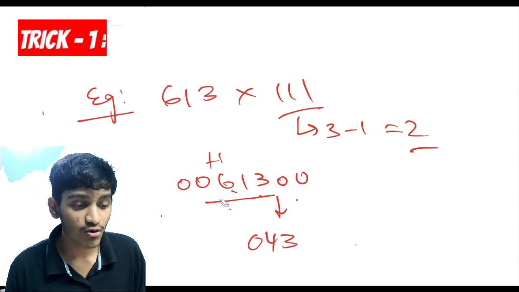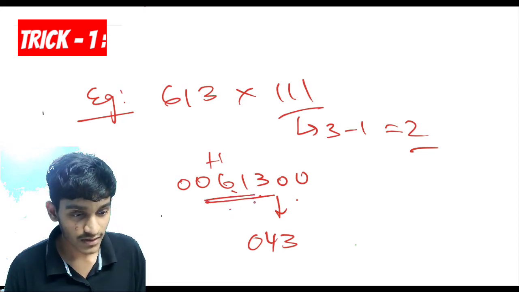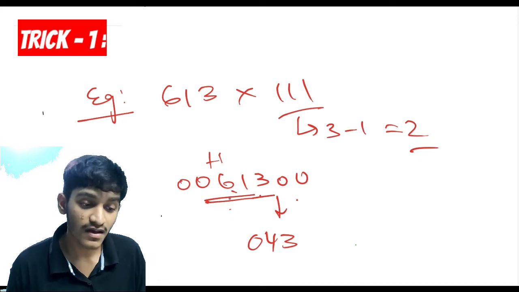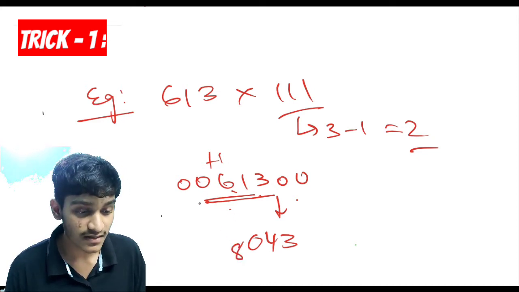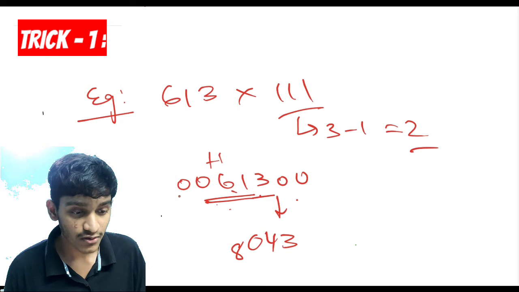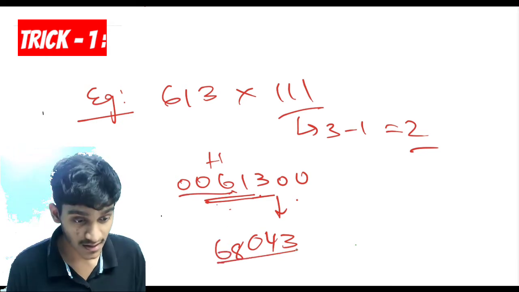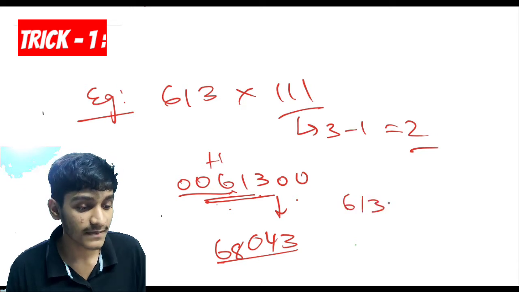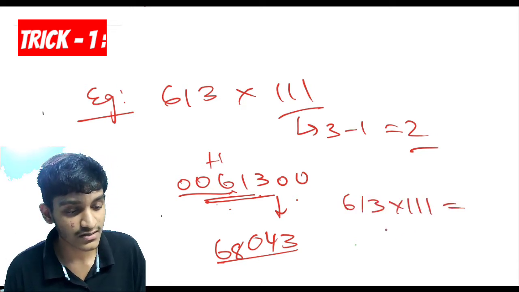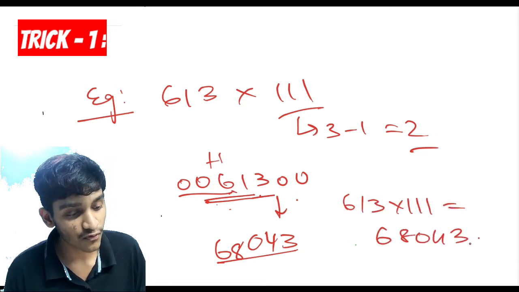Now again 0 plus 6 plus 1 is going to give me 7, and 7 plus 1 gets me 8. After that, I can find the last digit: 0 plus 6 is going to give me 6. So this is my final answer: 613 times 111 gives me 68043.